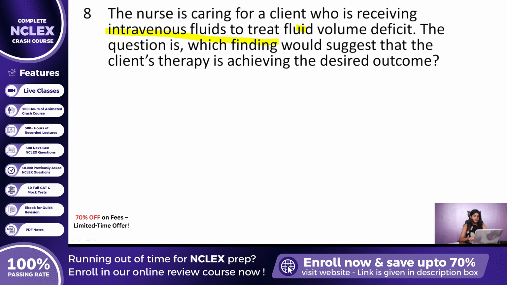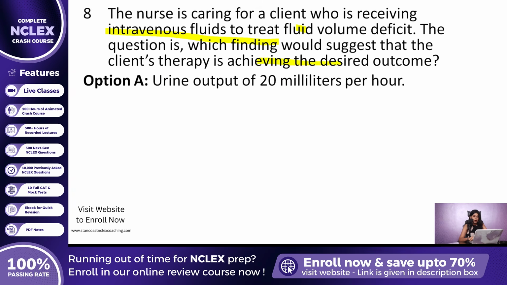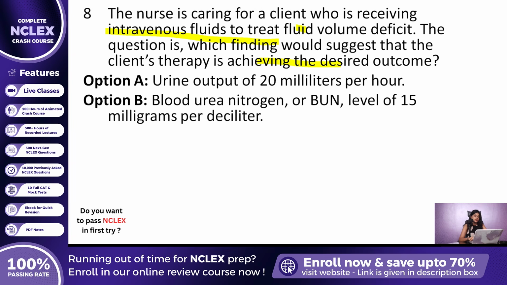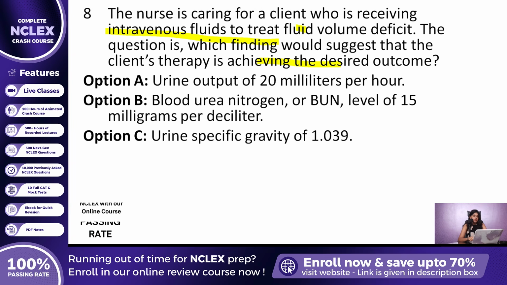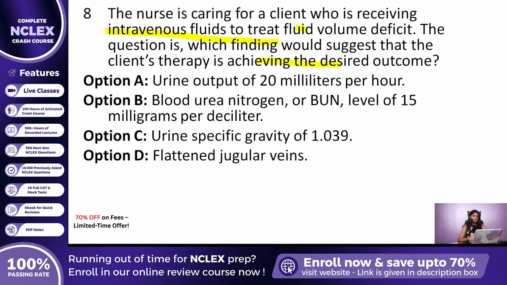Consider these options. Option A, urine output of 20 milliliters per hour. Option B, blood urea nitrogen, or BUN, level of 15 milligrams per deciliter. Option C, urine-specific gravity of 1.039. Option D, flattened jugular veins. The correct answer is Option B, blood urea nitrogen level of 15 milligrams per deciliter. Here is why this is the best answer.